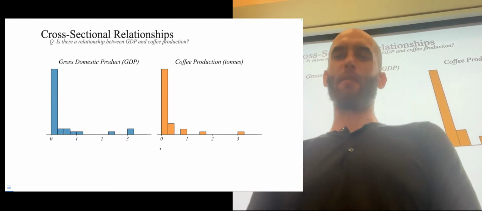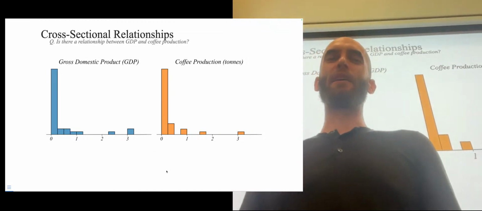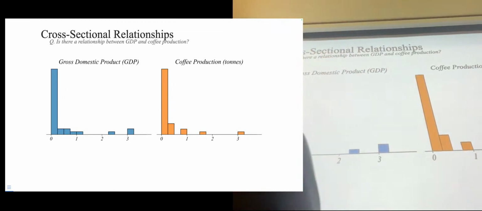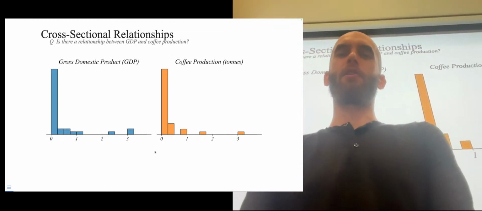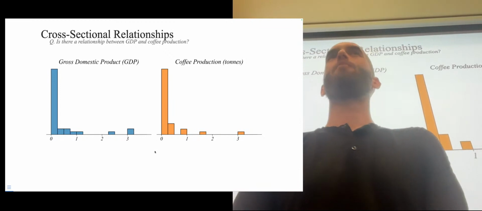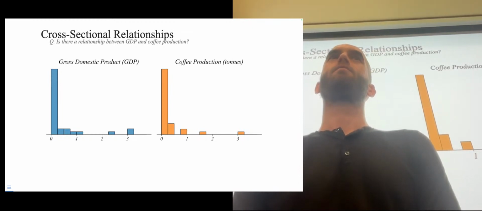And I have two histograms here. And if I were to ask you, is there a relationship between countries with higher GDP and higher coffee production? Do countries with higher GDP produce more coffee? Two histograms. We've summarized the two variables separately.